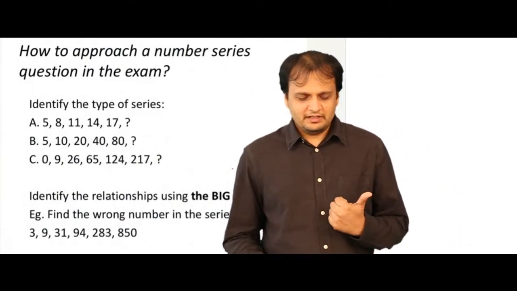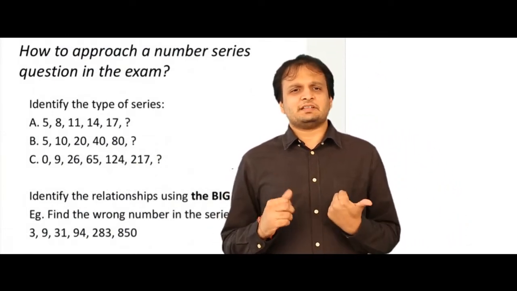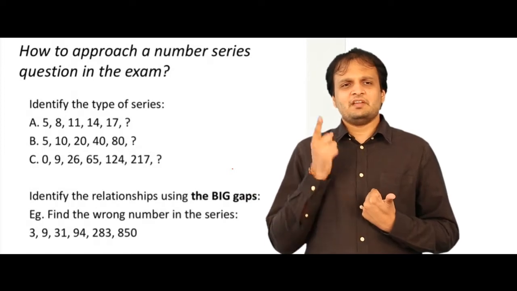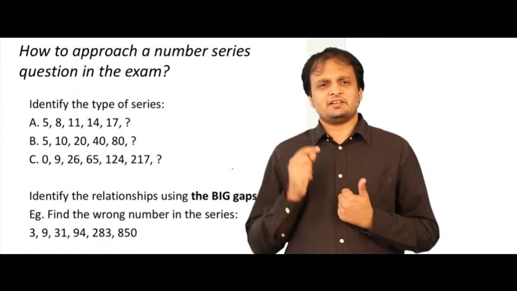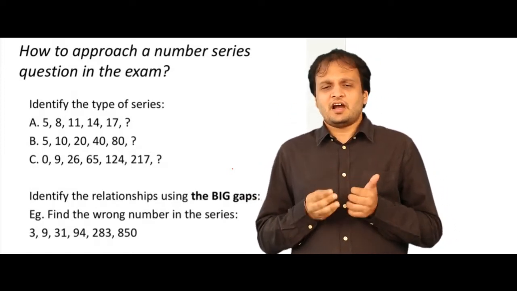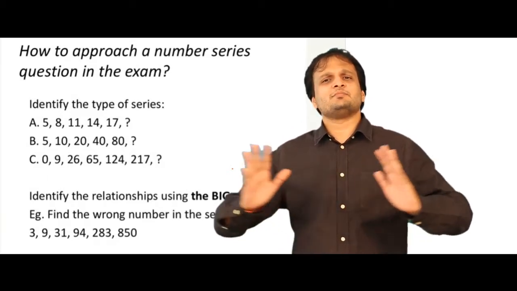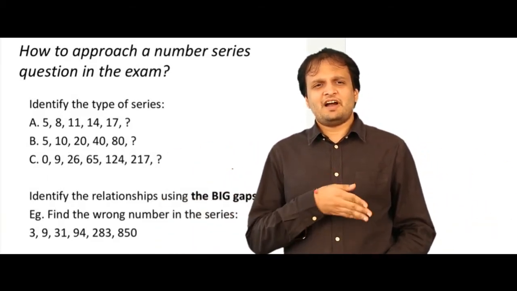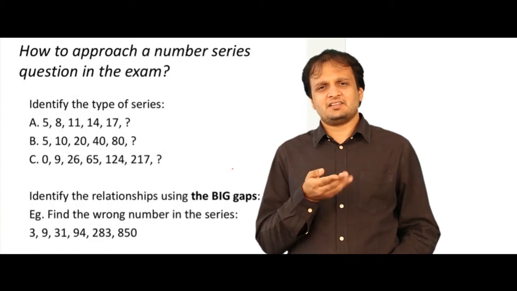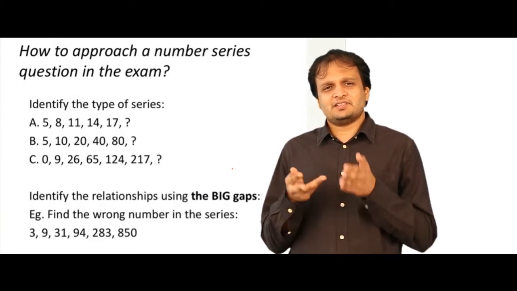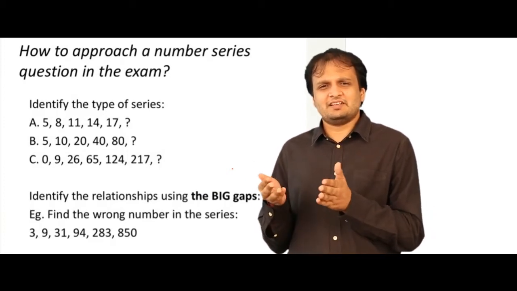So the first one, identify the type of series. Let's see the first series, A. 5, 8, 11, 14, 17. So what will we see? Are the numbers close to each other or are the numbers very far from each other? 5 and 8, so it's just a plus 3. 8 and 11, again close. 11 and 14, close. 14 and 17, close.